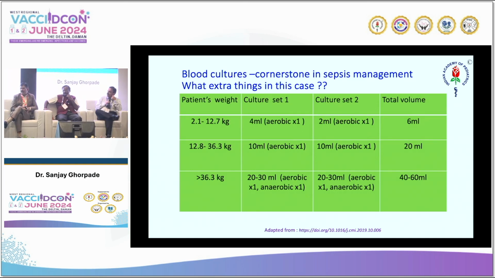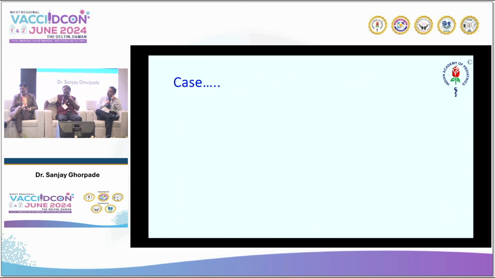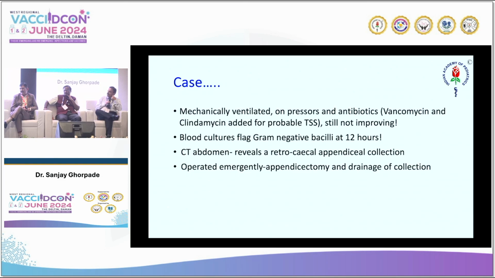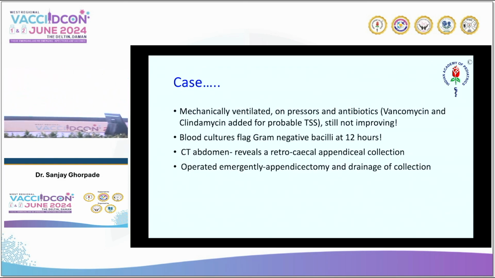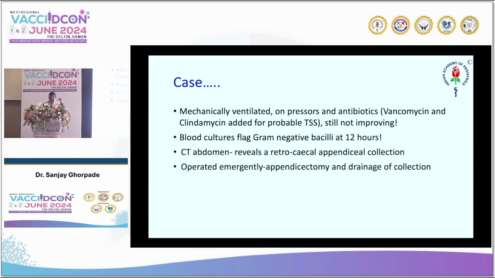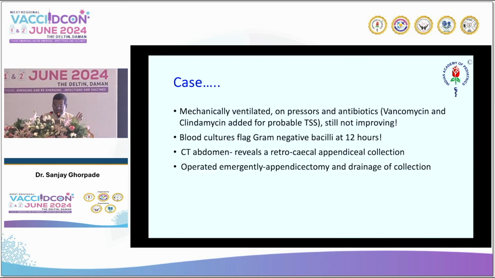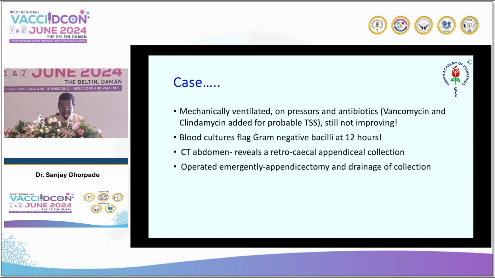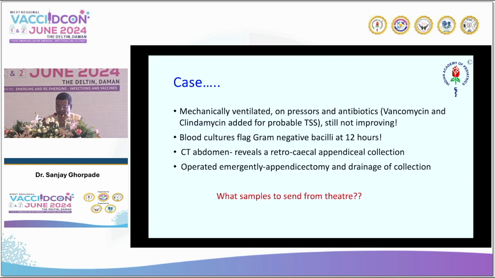About the culture, we already discussed; I will not repeat the same things again. Let's see the course of the case, Jayanta. The child deteriorated, was mechanically ventilated, blood culture was sent, and gram negative bacilli grew in 12 hours. CT abdomen, surprisingly in the 24-month child, revealed a retrocecal appendicular collection. That was a little bit rare. Emergency appendix operation and drainage were done, and ultimately the child improved.